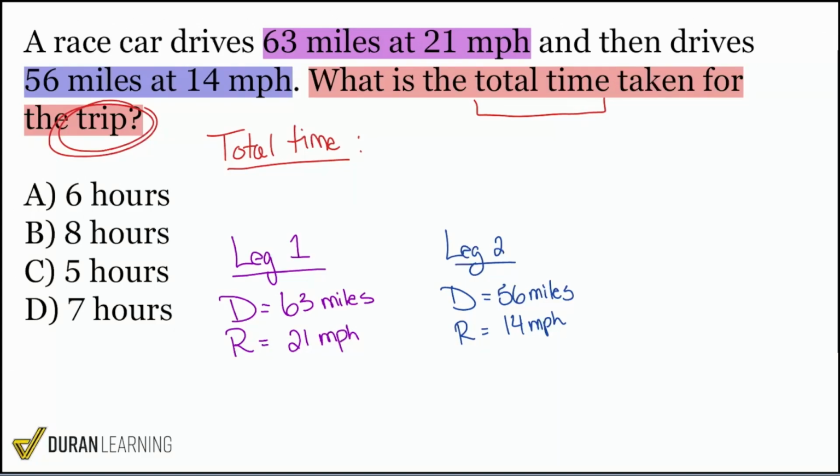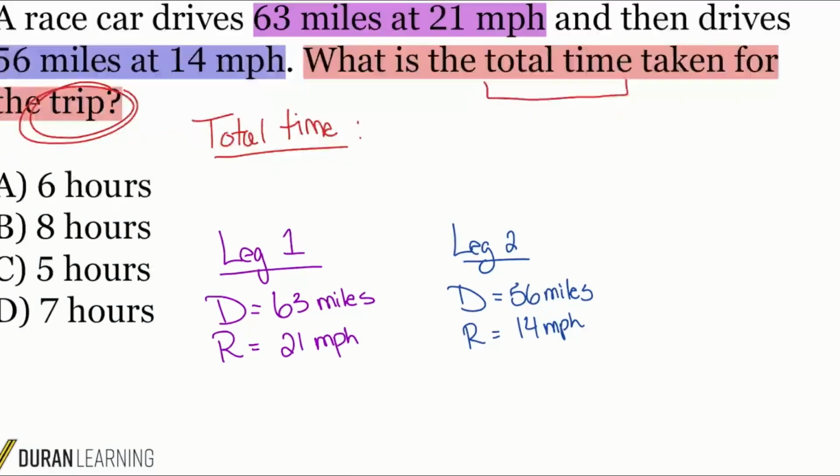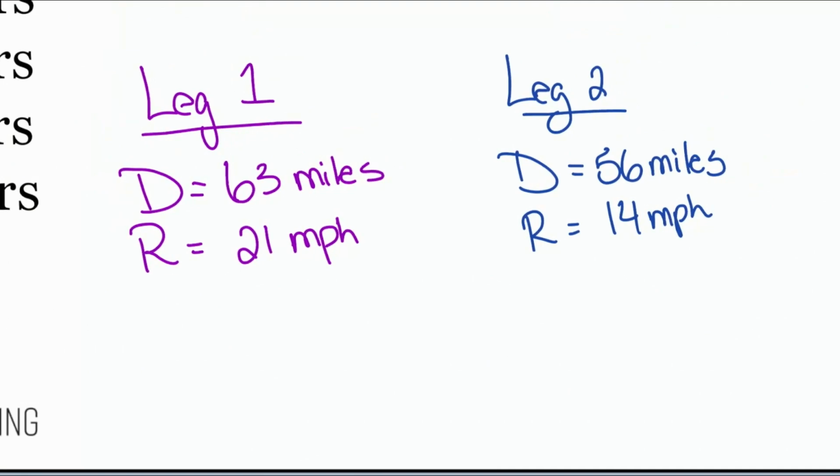Notice that the numbers aren't immediately there, but we can calculate them. We can absolutely calculate them. So let's zoom on in down here and let's do each leg. So leg 1, distance equals rate times time. So that's going to be 63 miles equals the rate, which is 21 miles an hour, multiplied by time.